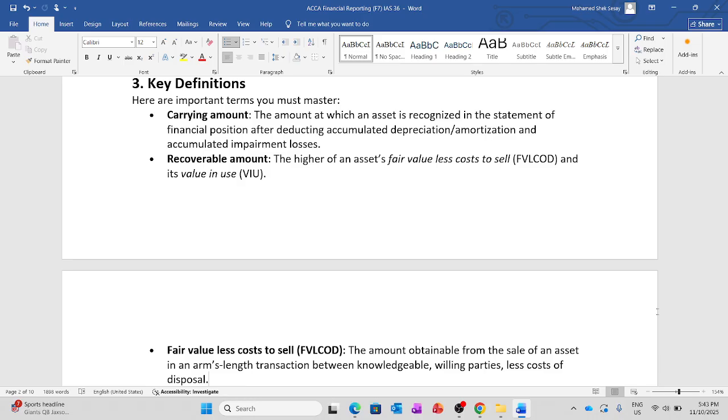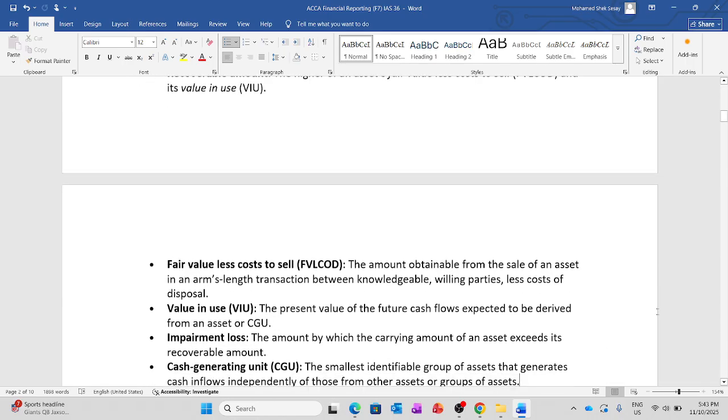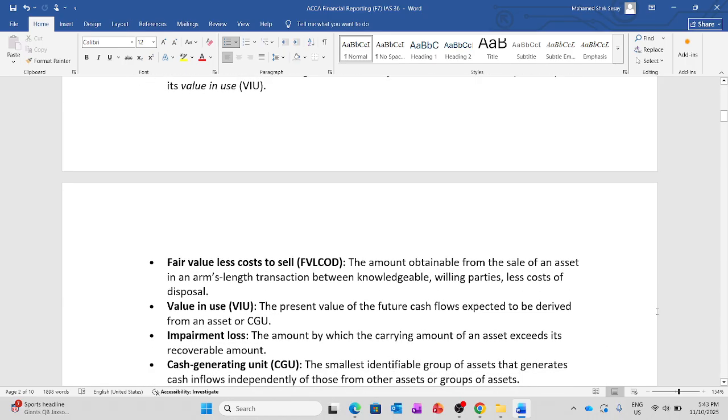So we can either use the fair value less cost to sell or the value in use. Which one is higher is what we are going to use. Now, when you're talking about fair value less cost to sell, this is the amount from selling the asset within an arm's length transaction between knowledgeable, willing parties, less the cost of disposal.